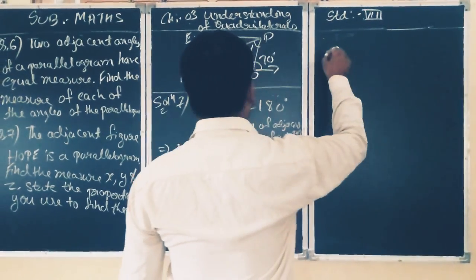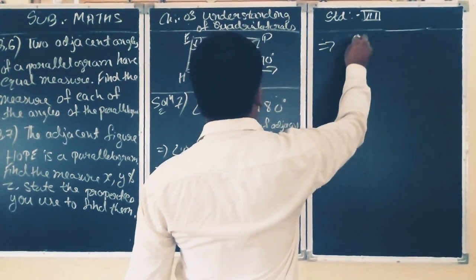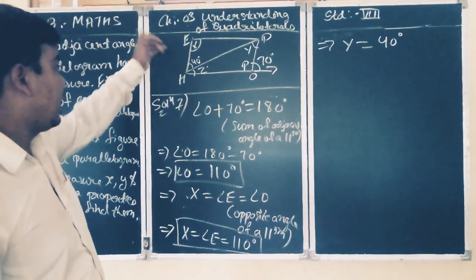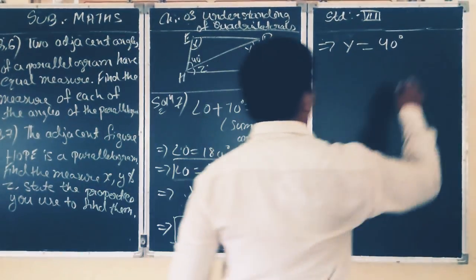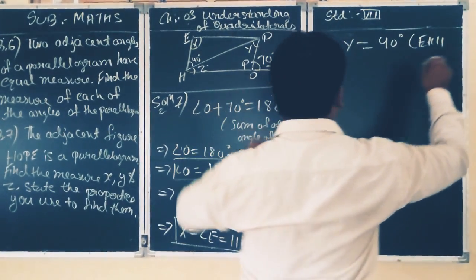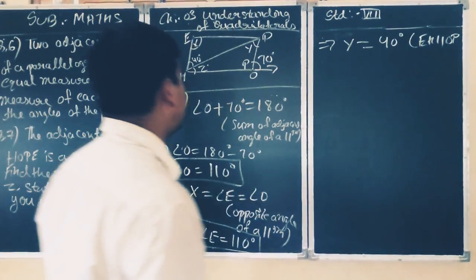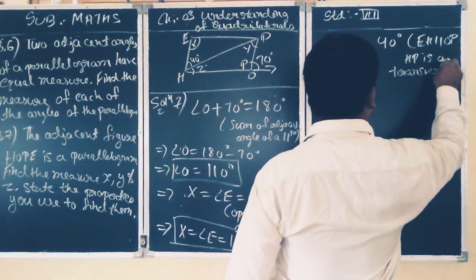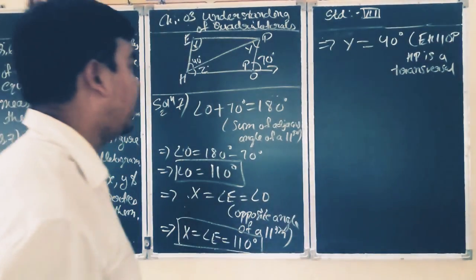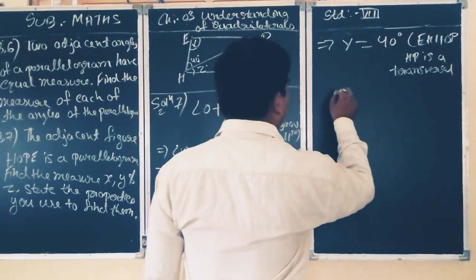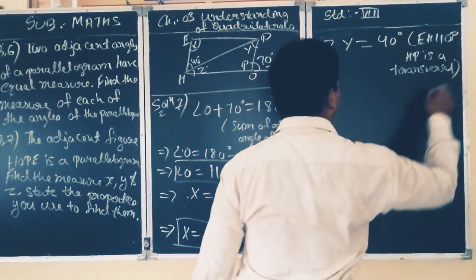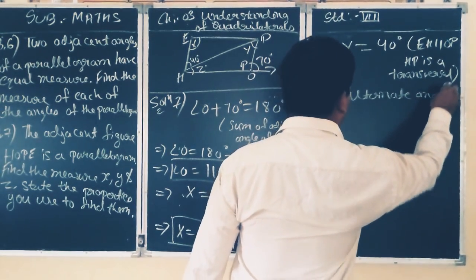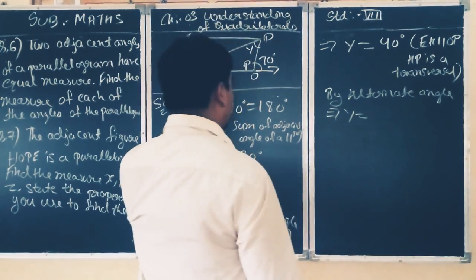The value of y is 40 degrees, because EH is parallel to OP in the parallelogram, and HP is a transversal. So by alternate angles, y is equal to 40 degrees.